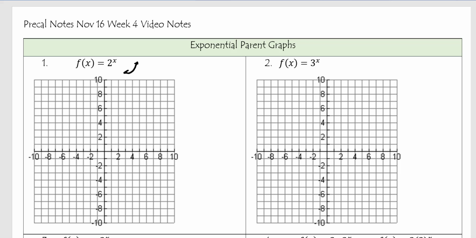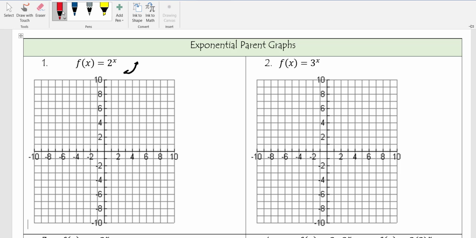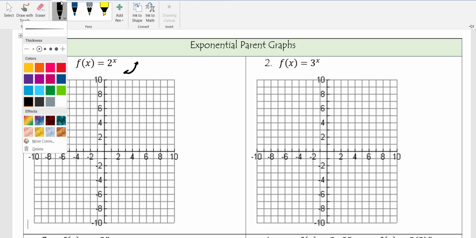Okay, so this is the parent graph for the day. It's an exponential. This is the first time we've done it this year. If you see my example here next to the equation 2 to the x, I have this kind of curve shape, and that's because exponentials grow in multiples. So you multiply, like 2 times something, instead of adding.